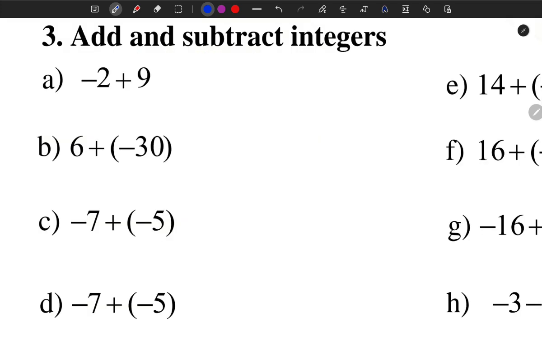Third task is about adding and subtracting integers. Negative 2 plus 9 gives us 7. 6 plus negative 30 gives us negative 24. And negative 7 plus negative 5 gives us negative 12. Variant D. Negative 7 plus negative 5 gives us negative 12.